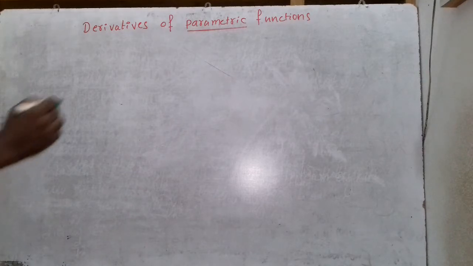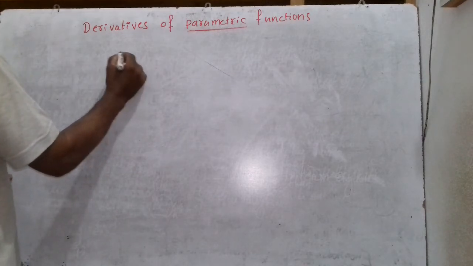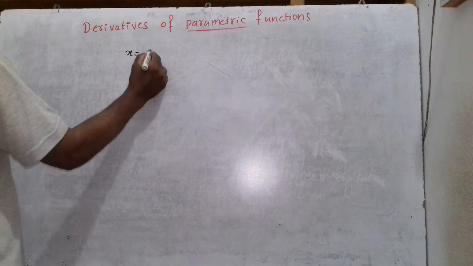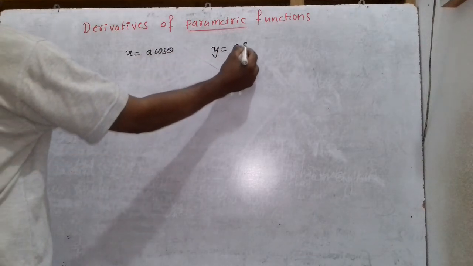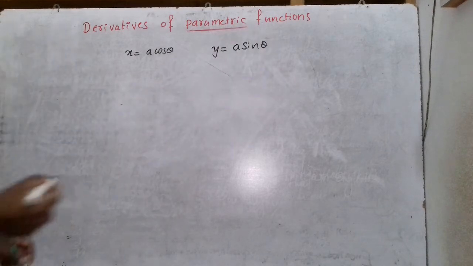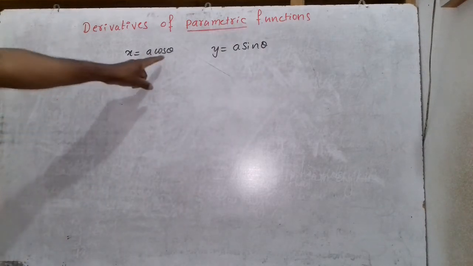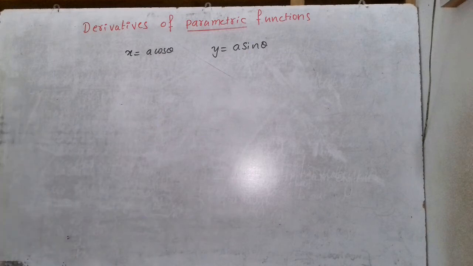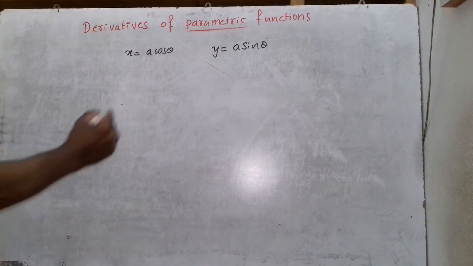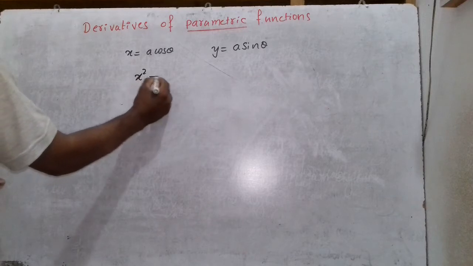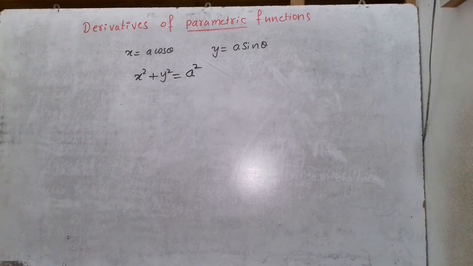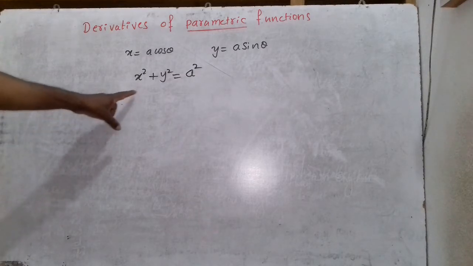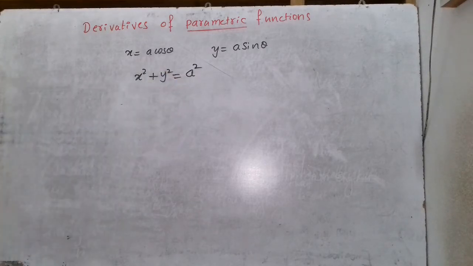So observe, let x equal a cos theta and y equal a sin theta, and consider the equation of a circle, that is x square plus y square equal to a square. So the equation of a circle is x square plus y square equal to a square.